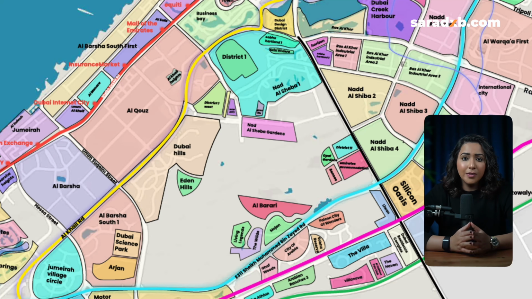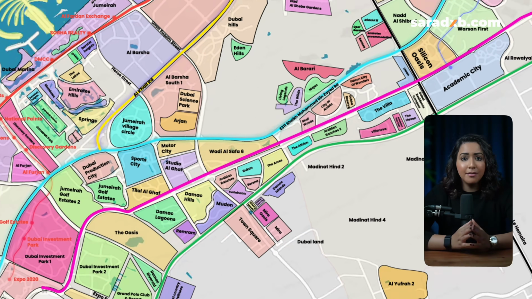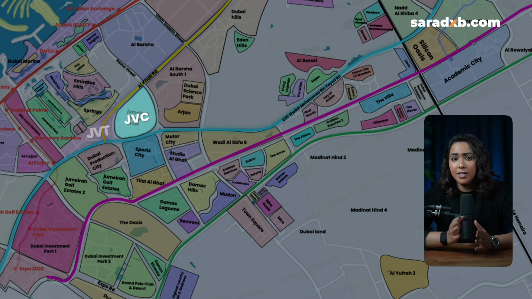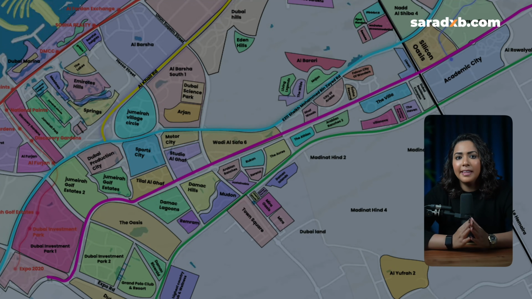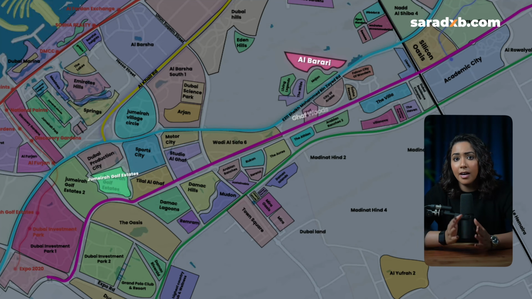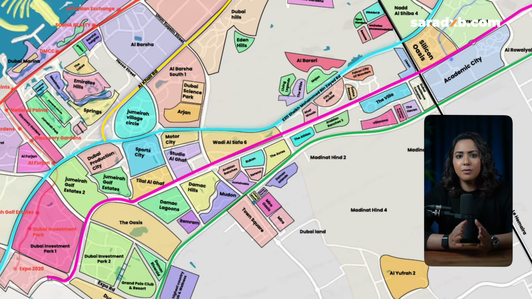This belt also contains several key lifestyle communities. Let's define them by zones to make it easier. High activity zone, which has JVC, JVT, Arjan, Motor City, and Sports City. And then premium and nature-focused zones, which has Jumeirah Golf Estates, Al Barari, Ghaf Woods, Tilal Al Ghaf, Arabian Ranches 1, 2, 3, and even Town Square. Together, these communities form Dubai's largest residential ecosystem, driven by families, end users, and medium-term investors.